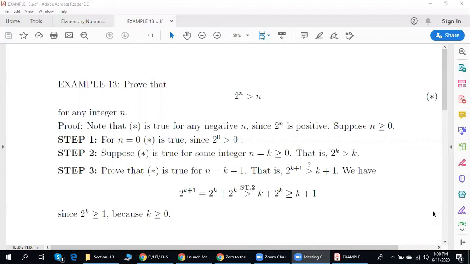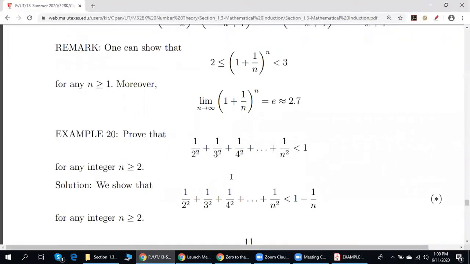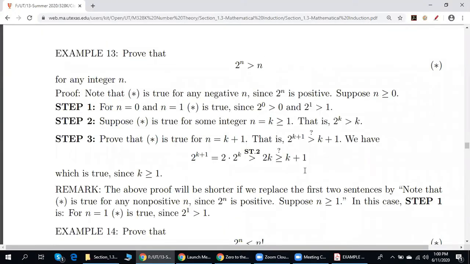Okay, so what I don't understand is in step 3, why can't we say 2 to k plus 1 is equal to 2 to k plus 2 to k? Why is this equal to this? Yeah. Well, here's why. Let me go back to this. Note that 2 to k plus 1 is 2 times 2 to k's power. You agree with that? Mm-hmm.